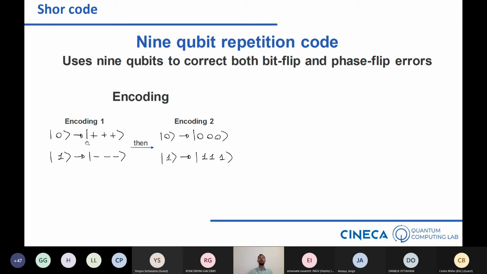At first, you use 3 qubits to encode your initial state 0 into plus, or minus, minus. And then you add other 3 qubits for each one of the 3 qubits that you initially introduced. And you encode the 0 that appears in the plus as 0, 0, 0, and the 1 that appears in the minus, the 0 and the 1 that appear in the minus and the plus, as 1, 1, 1.